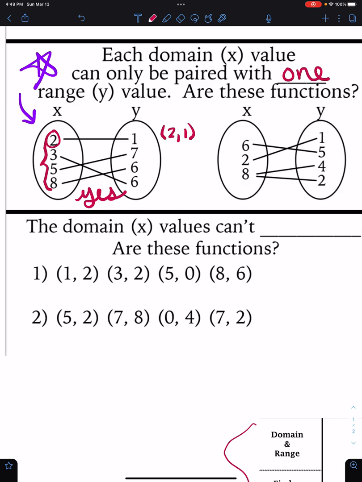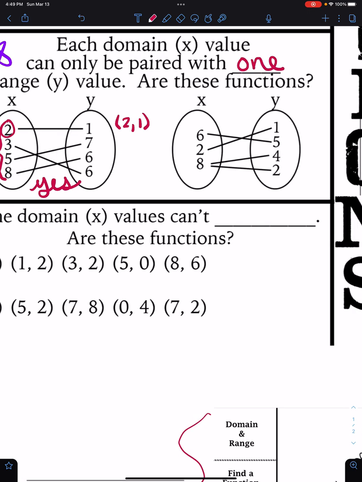Unlike this one over here, if we were going to list these points right here, we'd have the (0, 65), we'd have the (0, 21), we'd have the (8, 4), and we'd have the (8, 2). Well, you can see that 8 was paired with 2 different y's, so that is not a function.